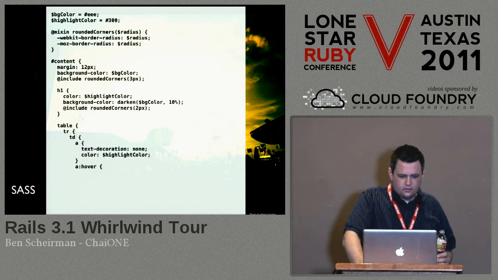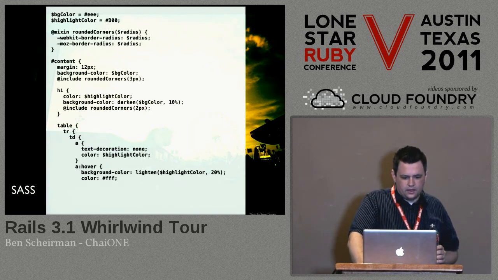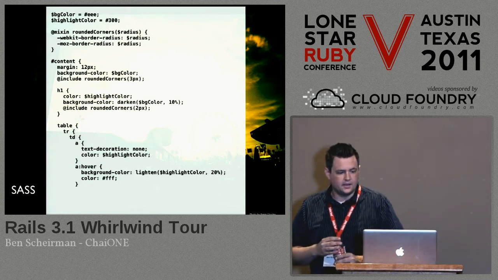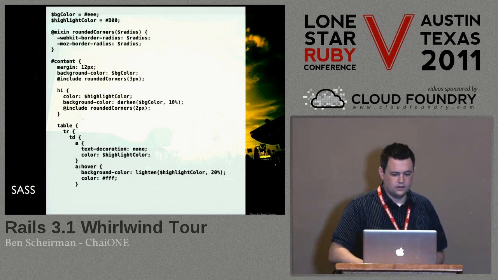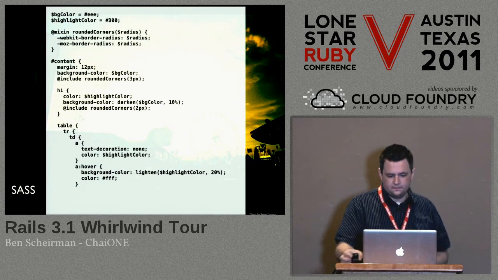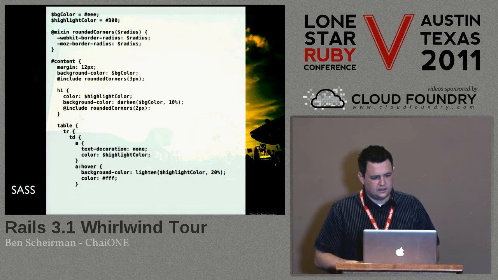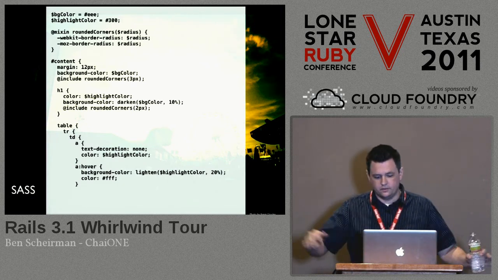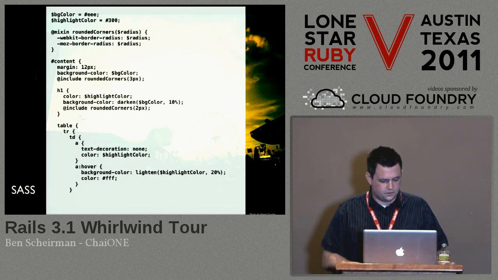So you can kind of see what's going on here for our hover style on the A tag. We're using that color function again to lighten that highlight color a little bit. And so this basically allows me to change the background color in one place and the highlight color in one place, and everything else is derivative of that, which is a pretty big win.